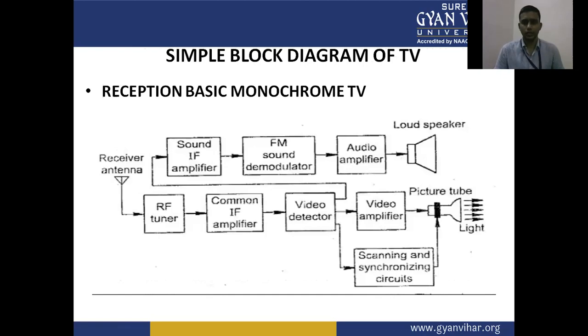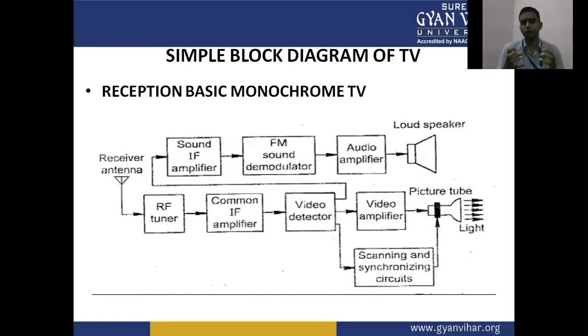So in the next section, we have a simple block diagram of a TV receiver. Reception in a basic monochrome TV. In the block diagram of the TV transmitter, we have a monochrome type of transmitter, and here a monochrome type of receiver is associated with it. So this is the basic fundamental receiver diagram through which we receive the electromagnetic waves or TV signal in the form of radio waves or electromagnetic waves.